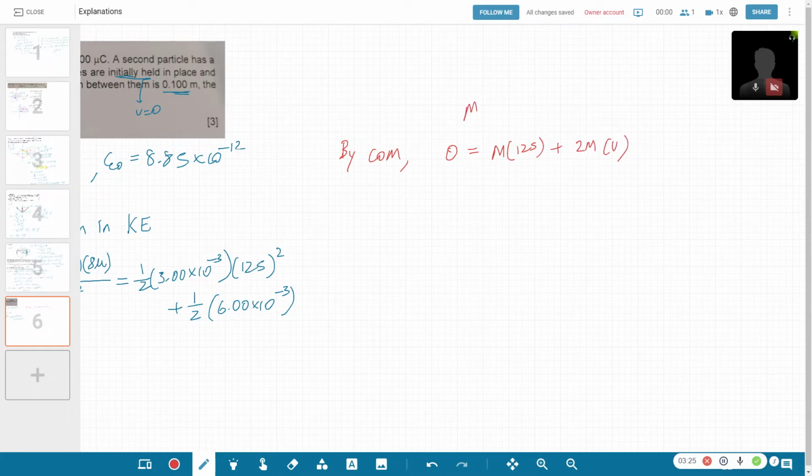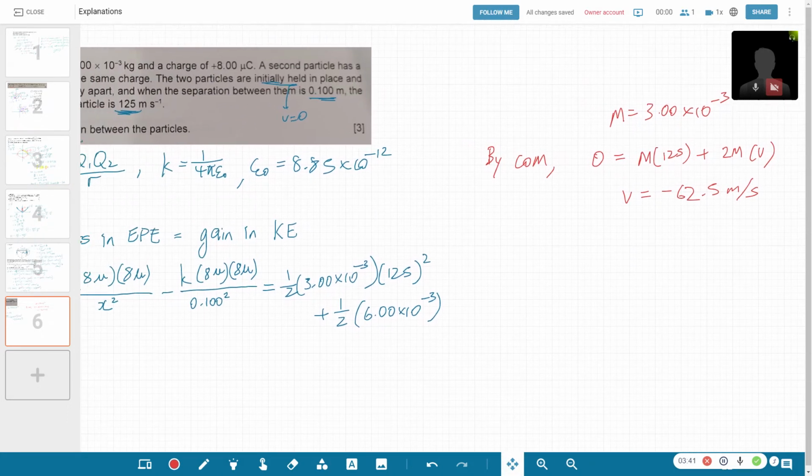Where m is 3.00 times 10 power minus 3. So I shortcut a little bit. So this is the 125. You can see that v is going to be negative 62.5 meters per second, meaning it's going to be in the opposite direction. So this is a conservation of momentum thing.